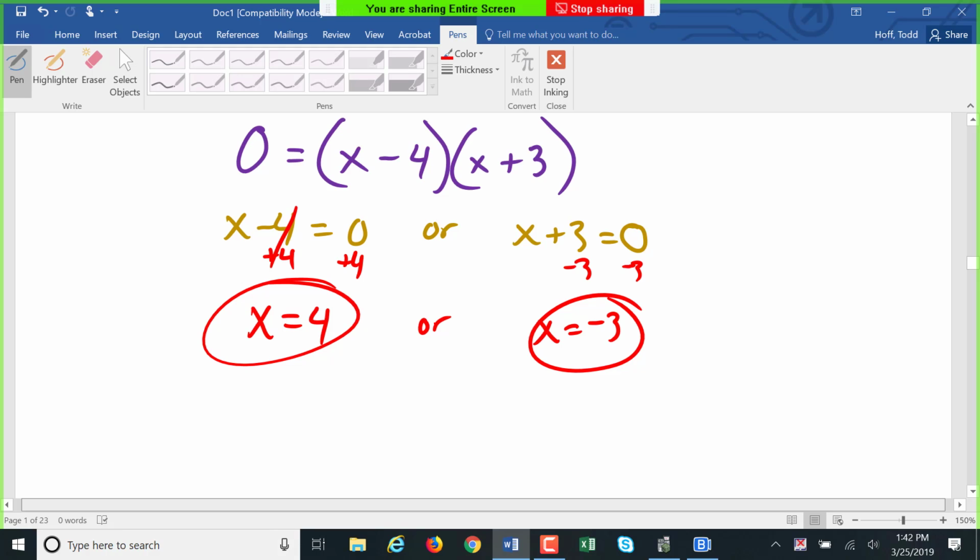You would want to try those back in the equation to make sure. But for now, we're running low on time, so we're going to leave it at that.